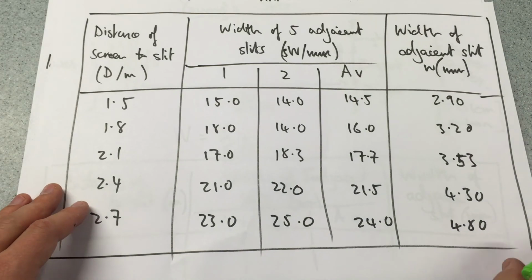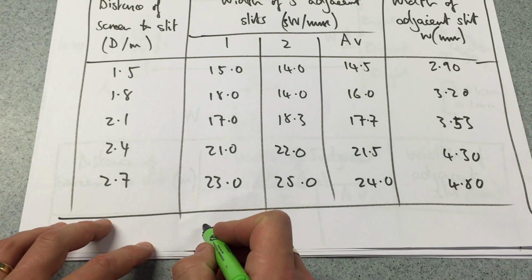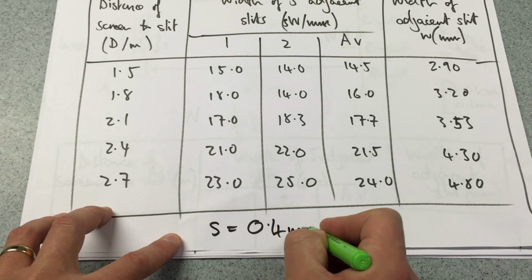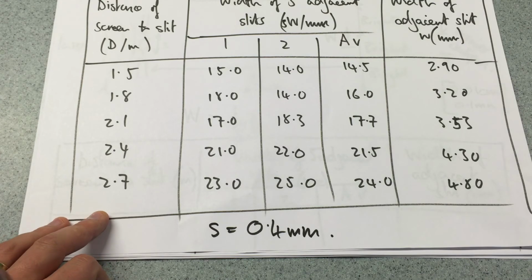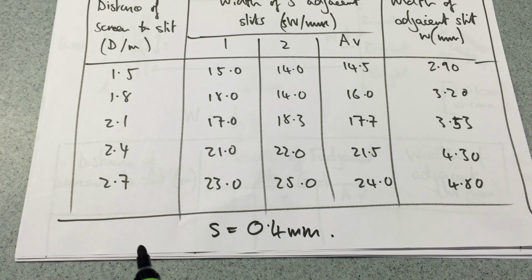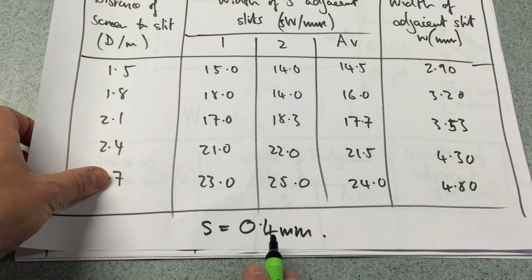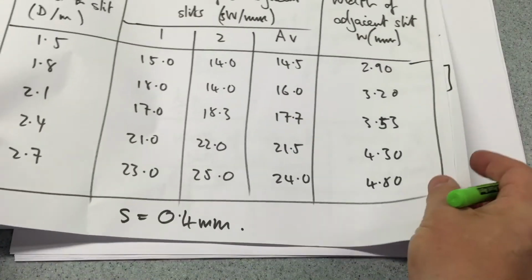what are we going to do with the data? Well, two more bits of information required. The separation of the slits was 0.4 millimeters, and that was given on the material, given on that little slide. It's very hard to measure that one, so it's probably best to find a known one. And then what we're going to do is plot a graph.